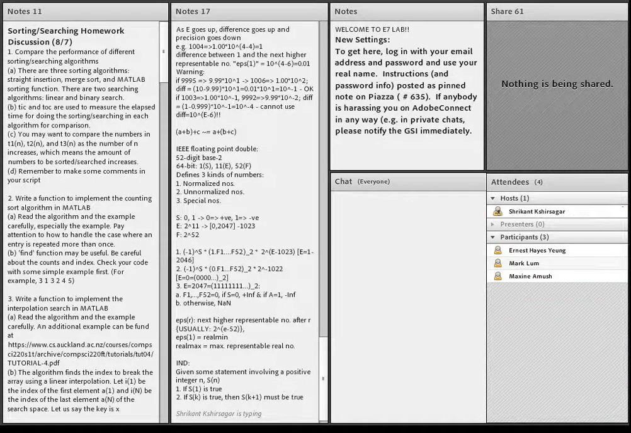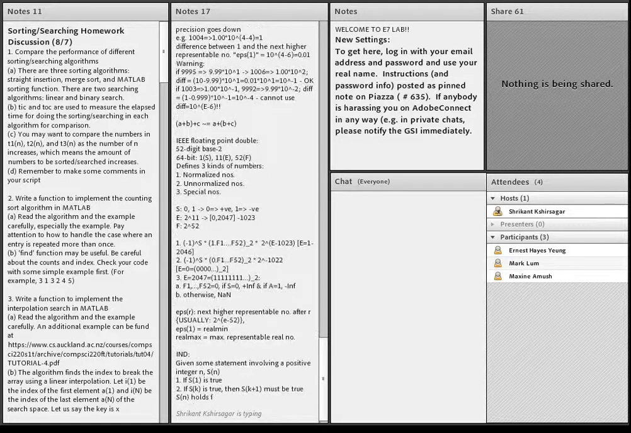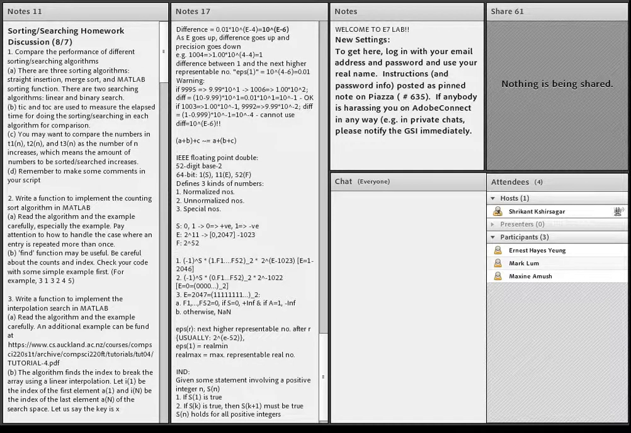So if you verify statements 1 and 2, if S of k is true, then S of k plus 1 must be true. If you can verify both 1 and 2, then you can say that S of n holds for all positive integers. So this is the basic inductive principle.